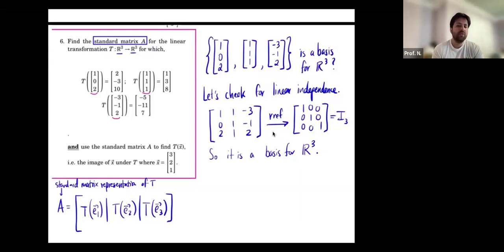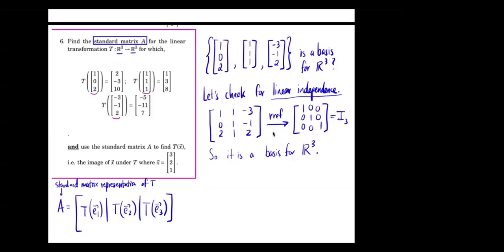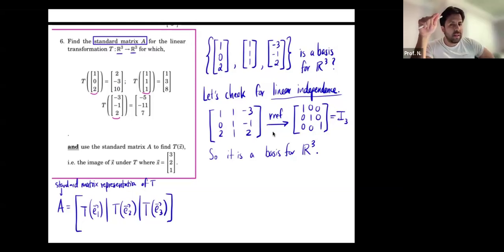Now, why is it so useful to have bases? Well, one thing about bases, not only are they linearly independent, but they also do what again? They span. Now, what does that mean? They span the space. What does that mean?